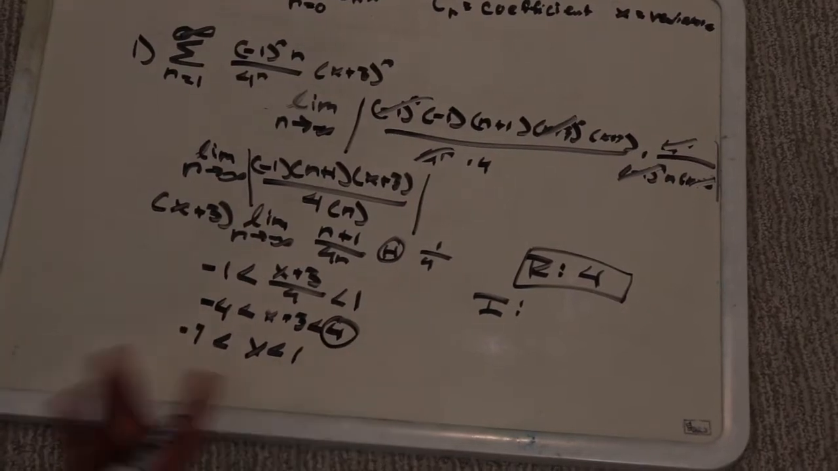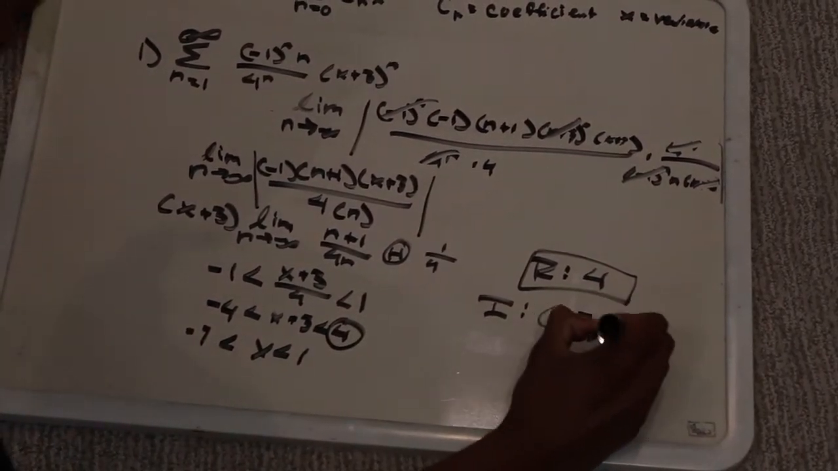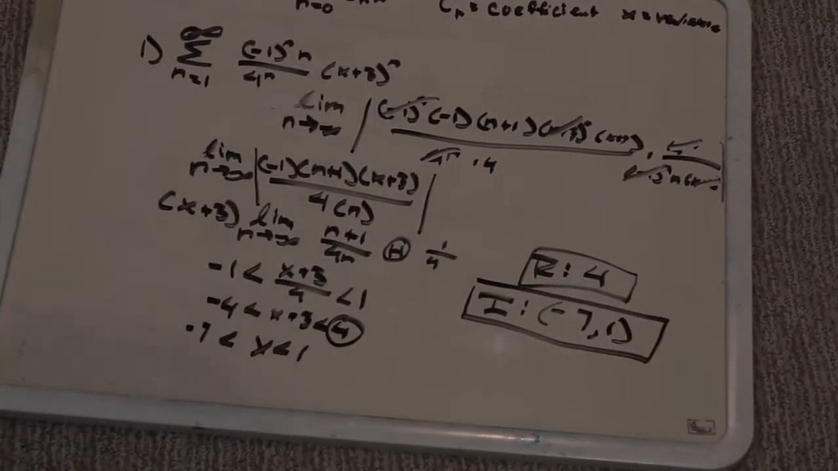Alright, so if you solved it out correctly, you should have gotten the interval is negative 7 to 1. And that's how you find the radius and interval of these type of problems for power series.